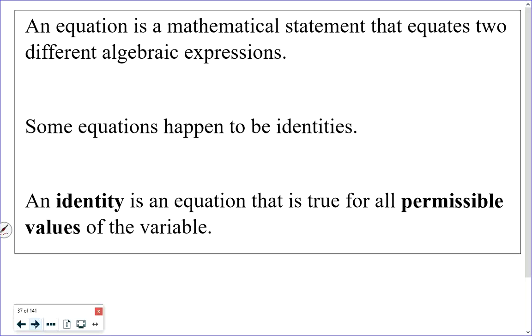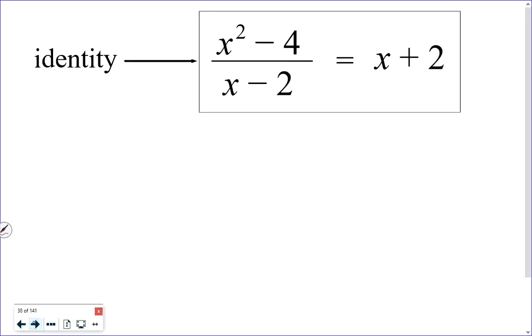So an identity is an equation that is always true for permissible values. So for non-permissible values, we don't care about that. This is an identity.